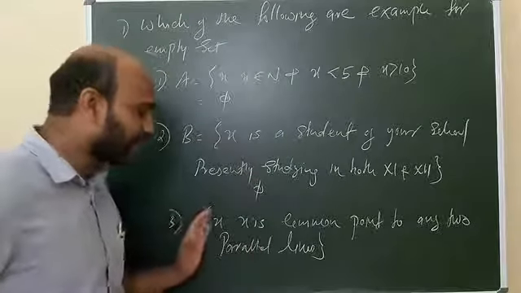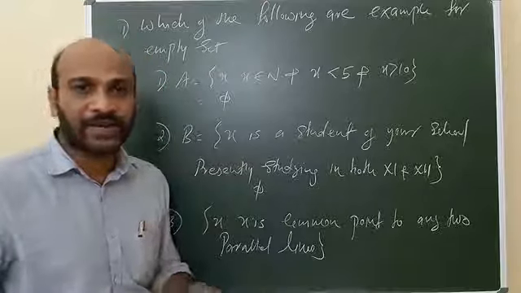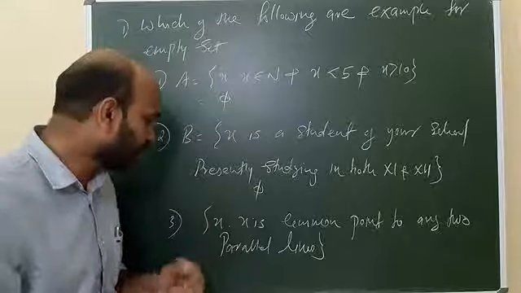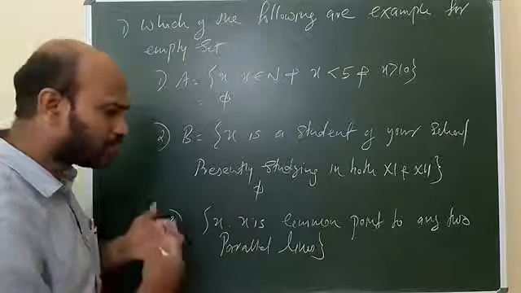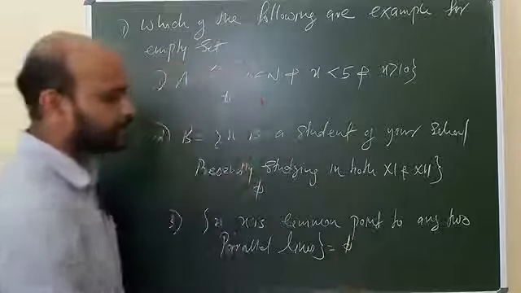And the third one, X is a common point to any two parallel lines. Is there any common point between two parallel lines? There is no common point. So this one is the third example of an empty set.